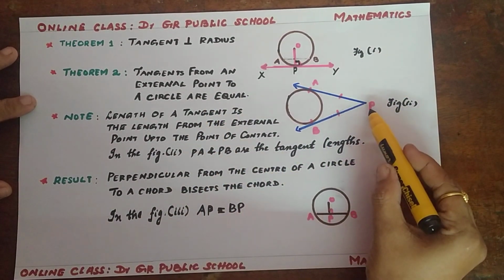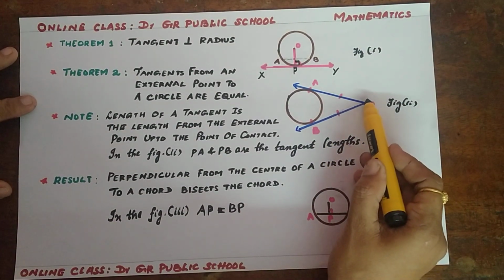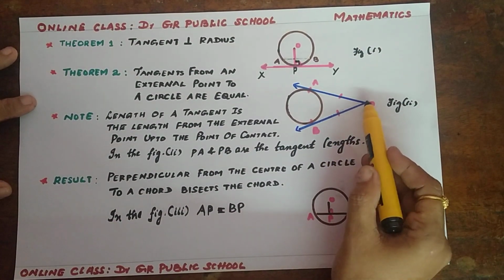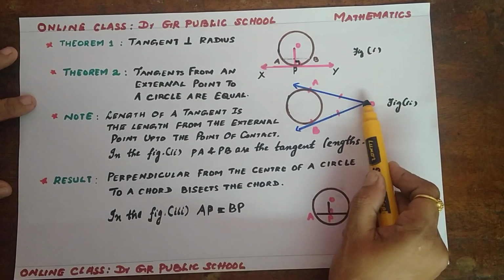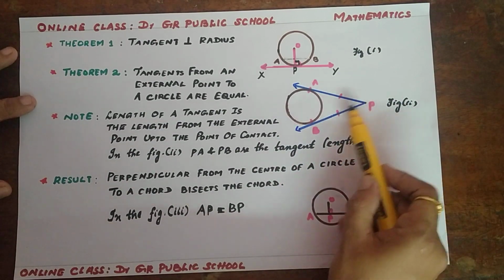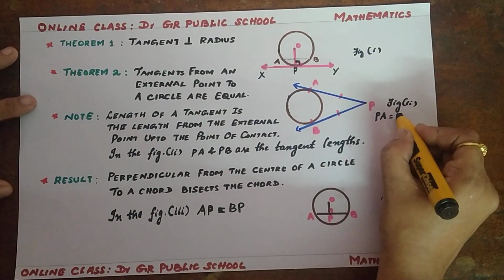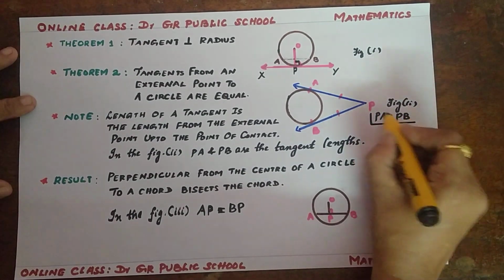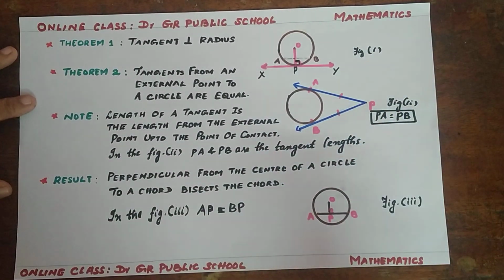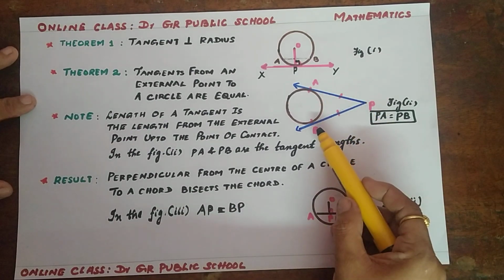Consider an external point P to this circle. If I draw two tangents, you know that two tangents can be drawn from this external point. If I draw two tangents PA and PB, their lengths must be equal, or you can say that PA equals PB. This is theorem 2. The lengths of the tangents drawn from an external point to a circle are equal.